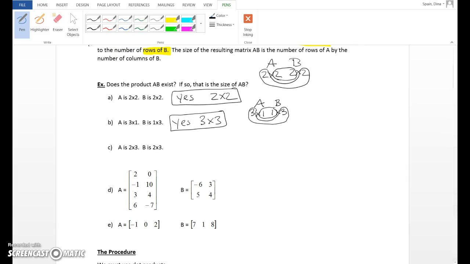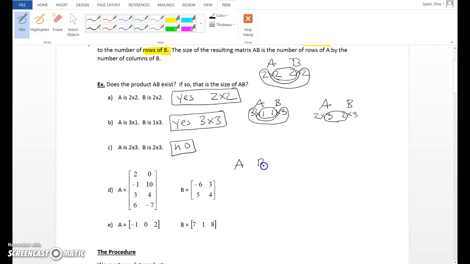Part C. Alright, A is a 2 by 3, B is a 2 by 3. Look at these two numbers in the middle. They do not match, so you can't even multiply those together. Don't even worry about those other two numbers. If the two in the middle don't match, then you just say no. You can't multiply them.